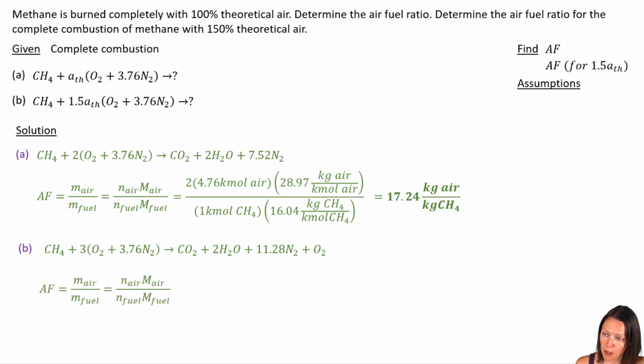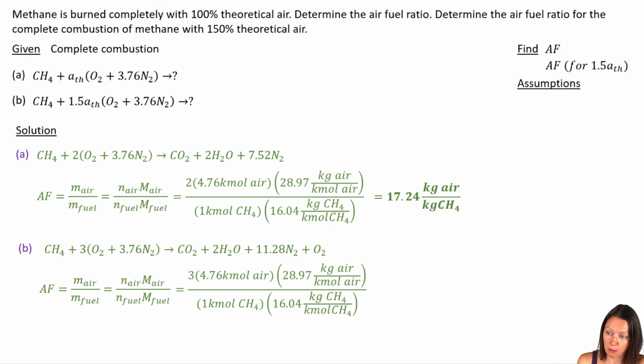And then for the 150% theoretical air, it's the same equation. I've just got a few different coefficients. So it's going to be 3 times 4.76 kilomoles of air. And that's really the only thing that's changed. And so I get 25.86 kilograms of dry air per kilogram of methane.